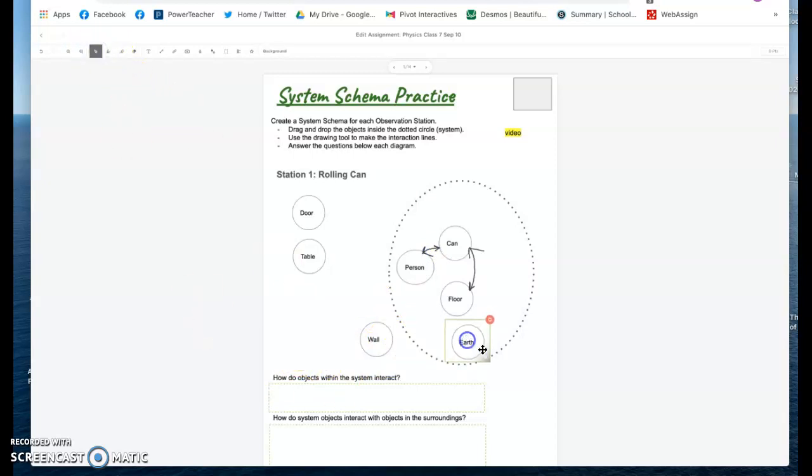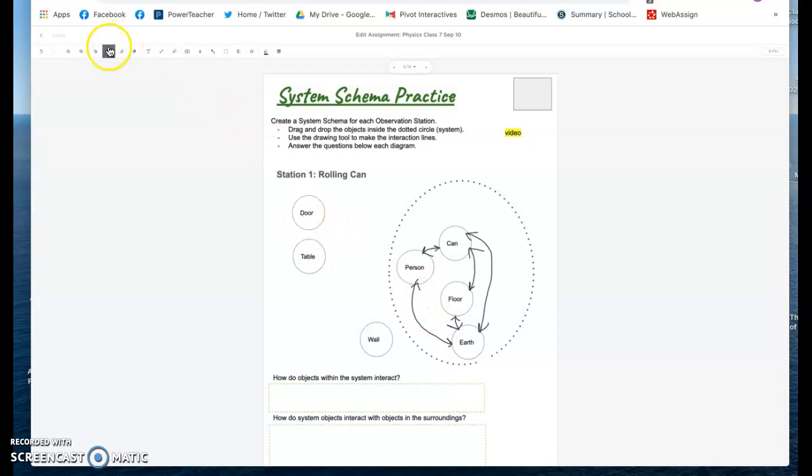You can put the earth in or out of the system. I usually like to put it in the system because it's usually important, and everybody interacts with the earth. Everybody's going to have an interaction with the earth because the earth has its gravitational field and we all feel that. So the can's going to get one, I guess the floor is going to get one, that's kind of silly, and then the person's going to get one. Everybody's interacting with the earth.